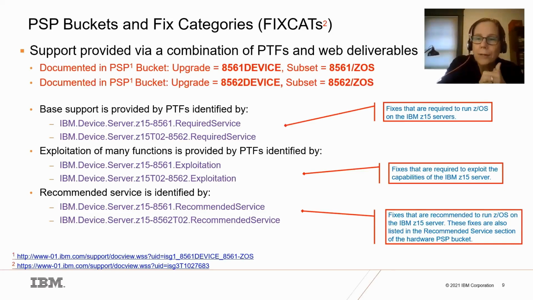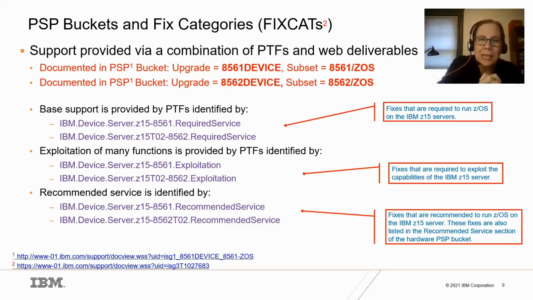So let's look at the required service fix categories first. As you can see here, we have a required service fix category for the T01 and the T02. And these would include the absolute minimum level of PTFs that you need on your z/OS release system to run a Z15. So when you ask the question, what's the minimum number of PTFs I need? It's the PTFs that are identified with this fix category. We intentionally try to keep this fix category PTF group very small in order to minimize the amount of change that you need to have on to run z/OS on Z15.